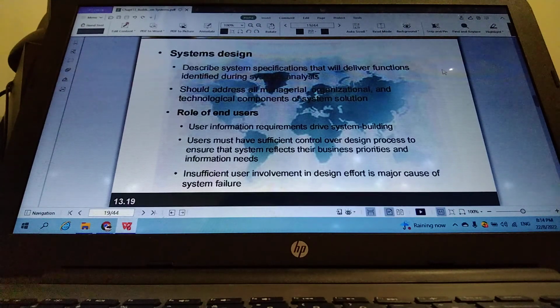Insufficient user involvement in the design effort can cause a major system failure, and this happens in many cases that we can name a few, but we don't want to take that risk or that direction. So in order to avoid that, we make sure that there is very strong involvement from the users, and users are responsible for providing the required information, and also for making sure the IT team and the vendors are doing exactly what they are expecting.